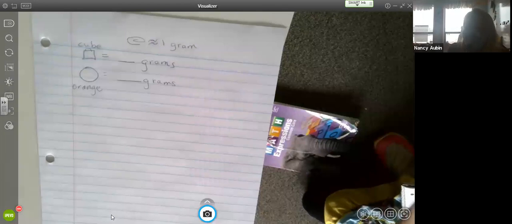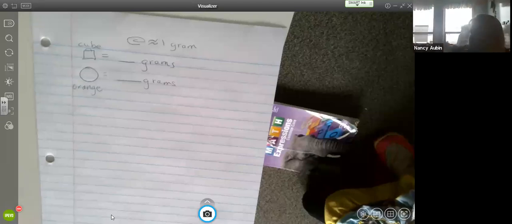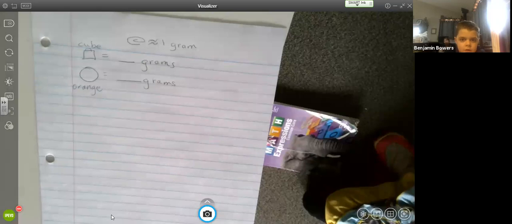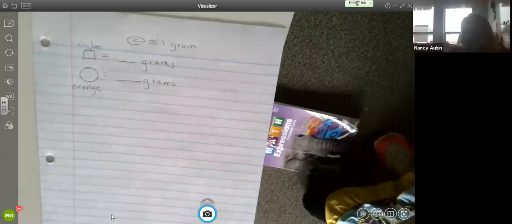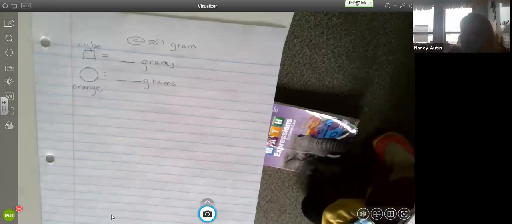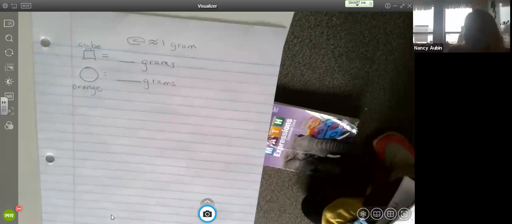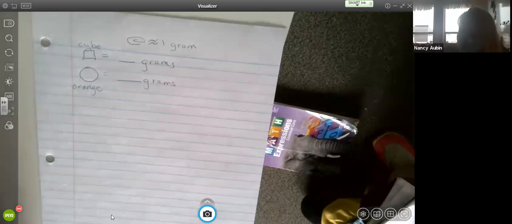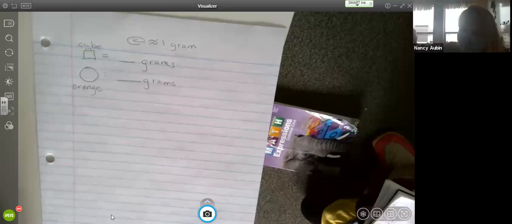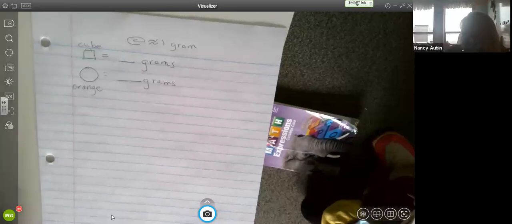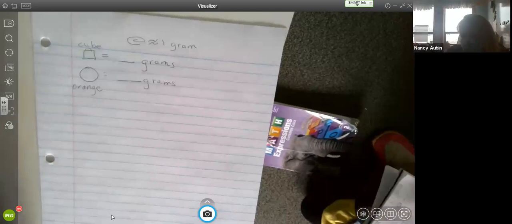All right, Ben, what are you thinking? 4 grams for a cube. How many? And a hush fell over this crowd. We're going to listen to Ben real quick. I was thinking 10. 10? Okay, what about for an orange? Think of the difference between a cube and an orange. If you think about 10 for the cube, it's going to be less for the cube than the orange. It would have to be greater than 10. 5.